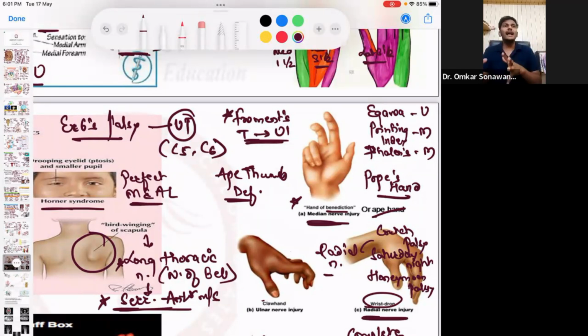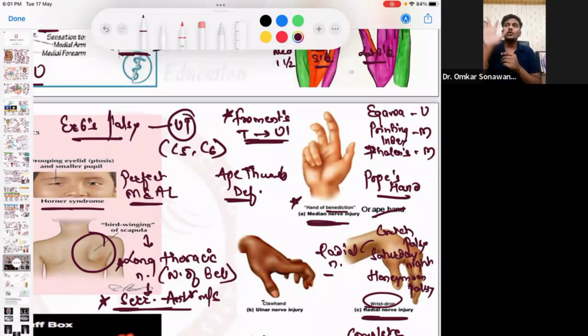Important. What is the mnemonic? Palmar interossei are responsible for which function? PAD: palmar interossei cause adduction. And DAB: dorsal interossei cause abduction. No problem with this. And all the interossei, the four palmar and four dorsal interossei, are innervated by the ulnar nerve.